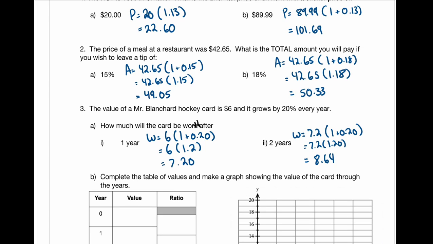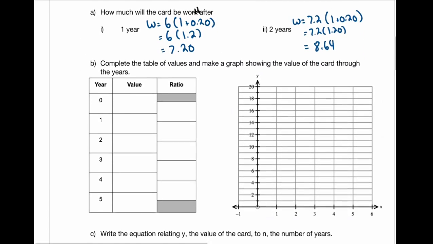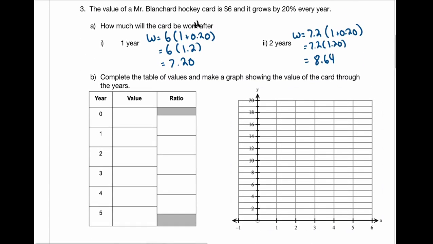So that means that after 2 years, the card will be worth, not 8.64%, $8.64. What we want to do now is complete the table of values and then make a graph showing the value of the card throughout the year.